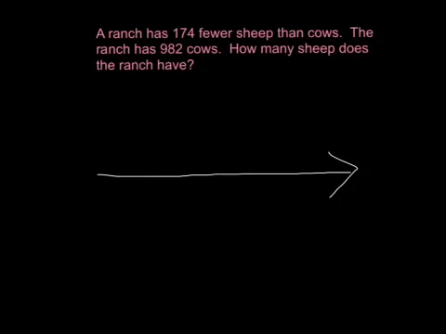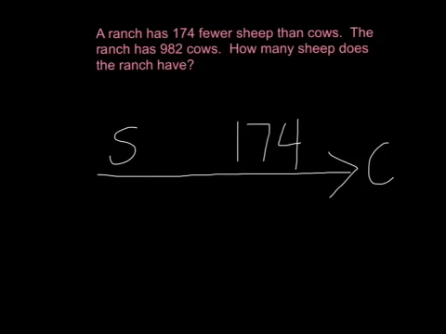A ranch has 174 fewer sheep than cows. Fewer sheep means that the sheep are smaller than the cows. So I'm putting the cows in the big space because I know the cows are the big number, and the sheep in the small space because I know the sheep are the smaller number. Now, our other number in our first sentence is 174. So we have sheep, 174, cows.